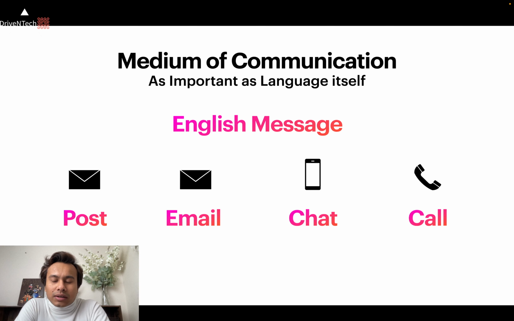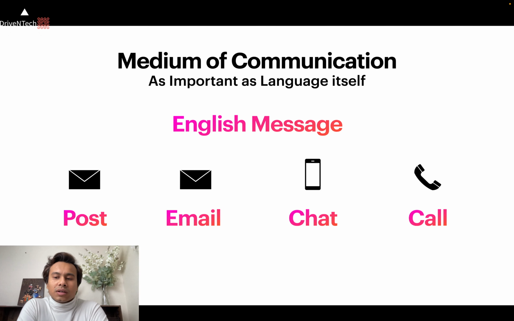Similarly, I can send an email to that person, but I should have the email ID also. I can send a chat message. I can call that person. So in all of this, you can see the English message is common, like how are you, what is your name, or something. But the medium or the mode of communication is equally important.